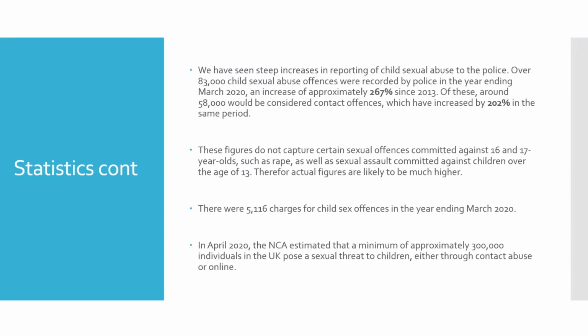And it's interesting to note that these figures don't capture all sexual offences. They don't include certain sexual offences committed against 16 and 17-year-olds, such as rape, and they don't cover sexual assault against children over the age of 13. So the actual figures are probably likely to be much higher. And in contrast, there were 5,116 charges. So from the disclosures that were reported, there were just over 5,000 charges for child sex offences in the year ending March 2020. And in April 2020, the NCA, the National Crime Agency, estimated that a minimum of approximately 300,000 individuals in the UK pose a sexual threat to children, either through contact abuse or online.